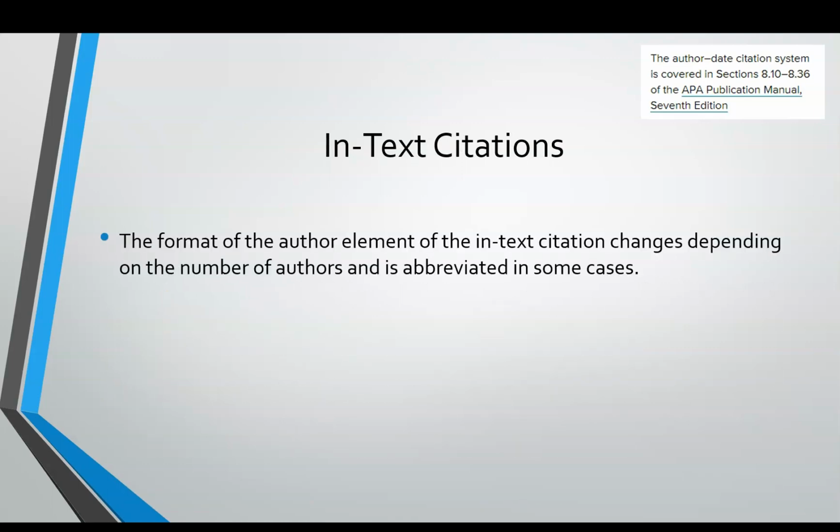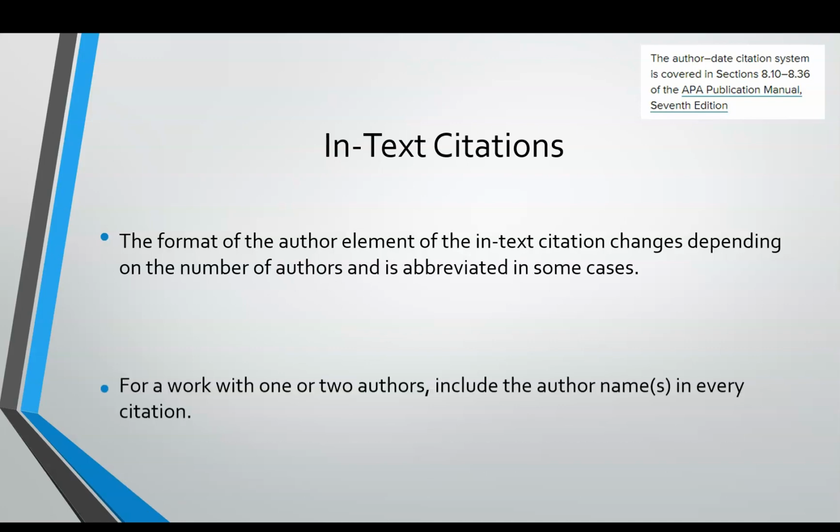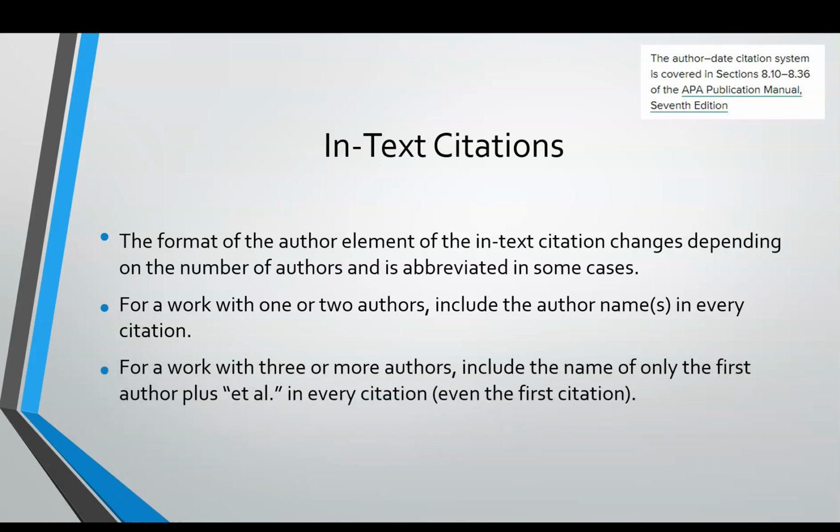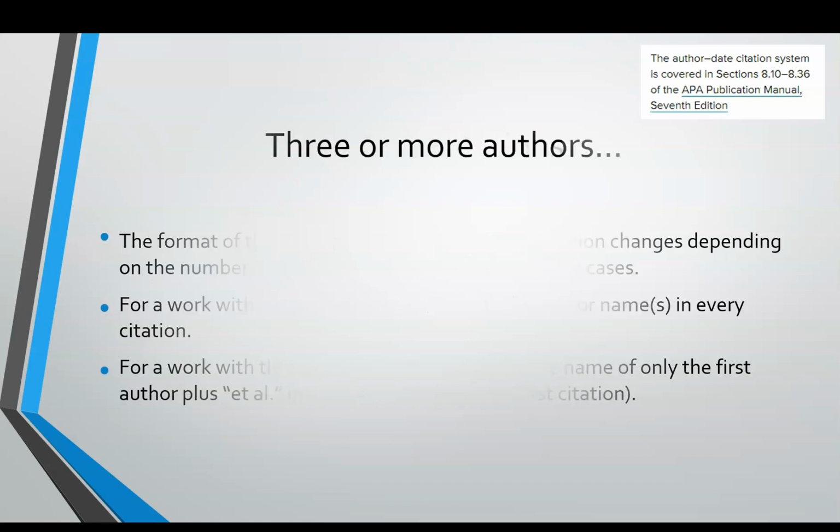The format of the author element of the in-text citation changes depending on the number of authors and is abbreviated in some cases. For a work with one or two authors, include the author name or names in every citation. For a work with 3 or more authors, include the name of only the first author plus et al. in every citation, even in the first citation. This is a change from the previous edition of the APA publication manual.